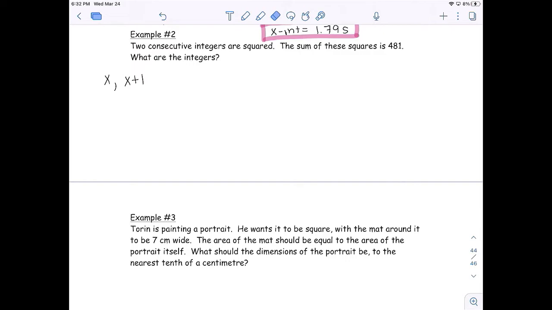So x is our first number, like 10. And if I add 1 to 10, I get 11. So that's that x plus 1 representation. Now what they want us to do is square both values because it says two consecutive integers are squared. So we're going to have to square the first one and the second one eventually. So what we want to do is leave it as just that x and x plus 1.